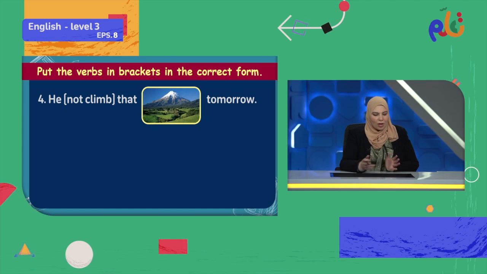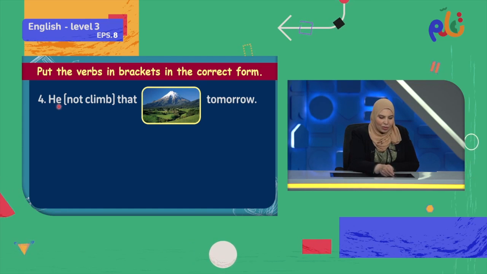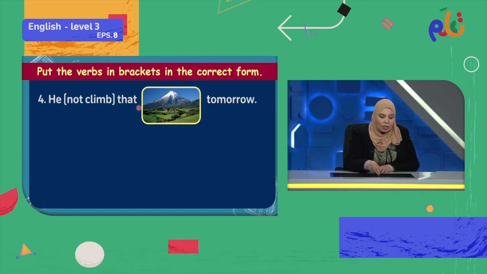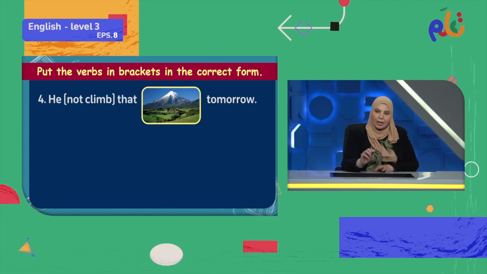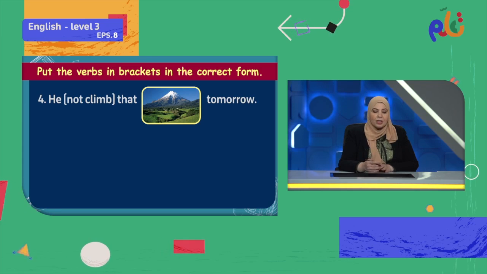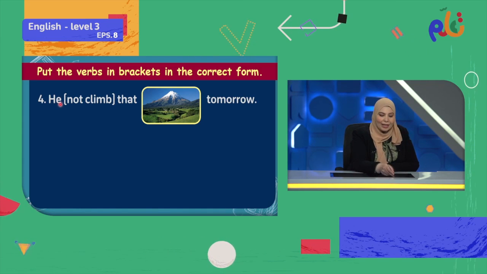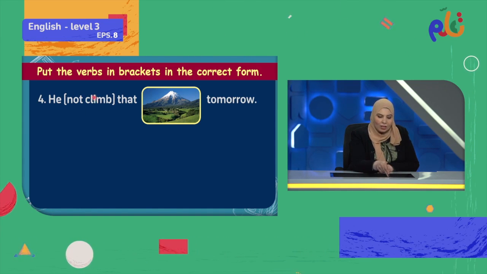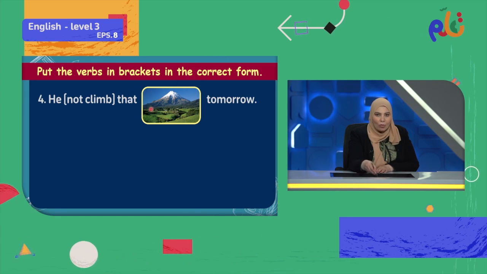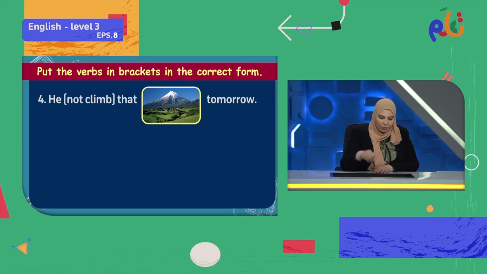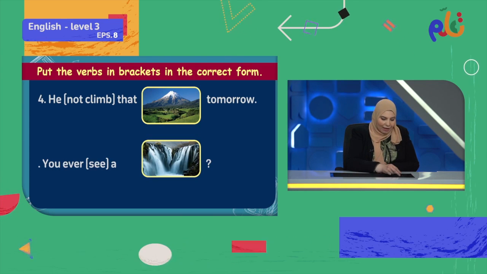Okay, so let's try one more time and let's do this one. He not climb that tomorrow. Okay, so we're talking about the future here. So he will not or won't climb that mountain tomorrow.